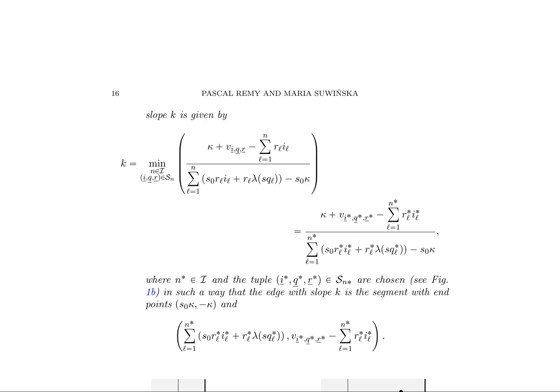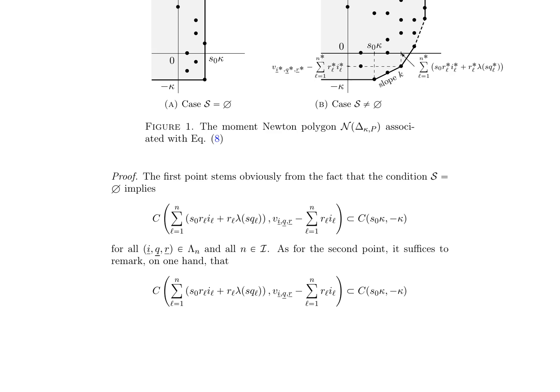The paper also provides a proof for these two cases, using the properties of the sets S and S_n. It highlights that the condition S equals the empty set implies that all points representing terms in the PDE lie within the domain C, P_S0 kappa, resulting in a polygon without any positive slope. Conversely, when S is non-empty, the polygon must have at least one positive slope, and the smallest such slope is calculated using the minimizing tuple (pi, q, r) from S_n.